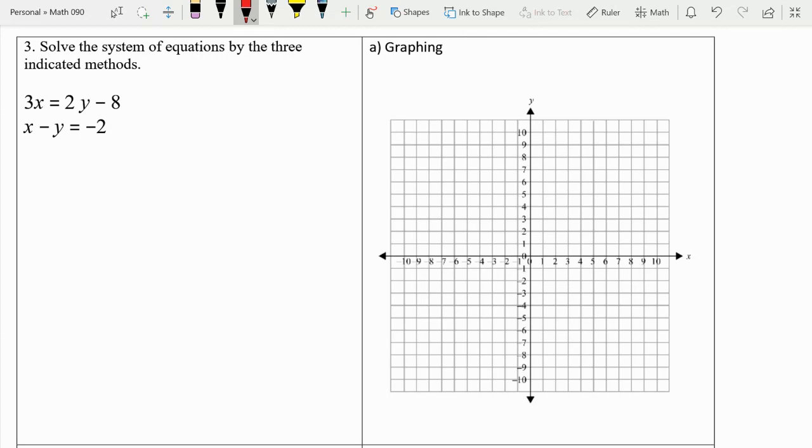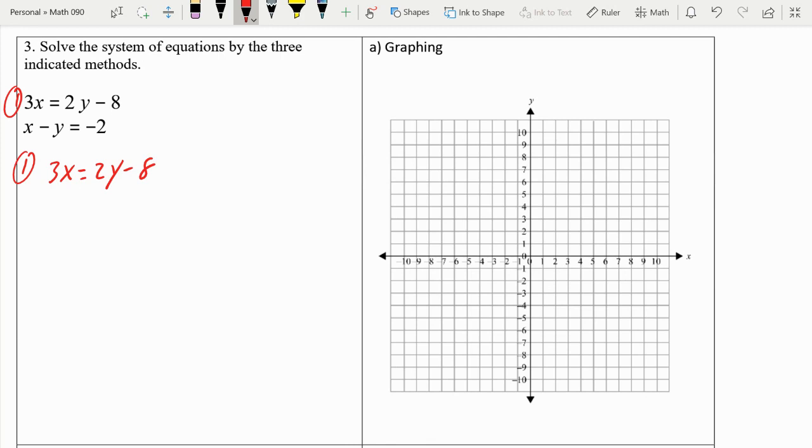All right, in order to graph, what do we have to do? We have to get y by itself for each one of these equations. All right, so I'm going to look at equation 1. So here's equation 1. 3x is equal to 2y minus 8.